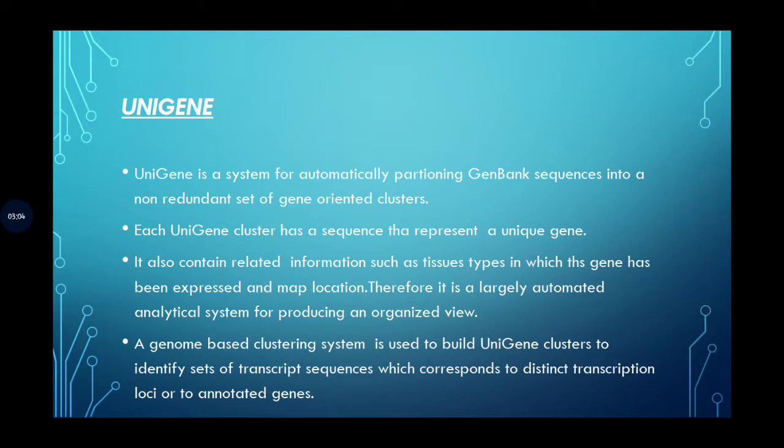UniGene is a system for automatically partitioning GenBank sequences into a non-redundant set of gene-oriented clusters. Each UniGene cluster has a sequence that represents a unique gene. It also contains related information such as tissue types in which the gene was expressed and its map locations. Therefore, it is a largely automated analytical system for producing an organized view.